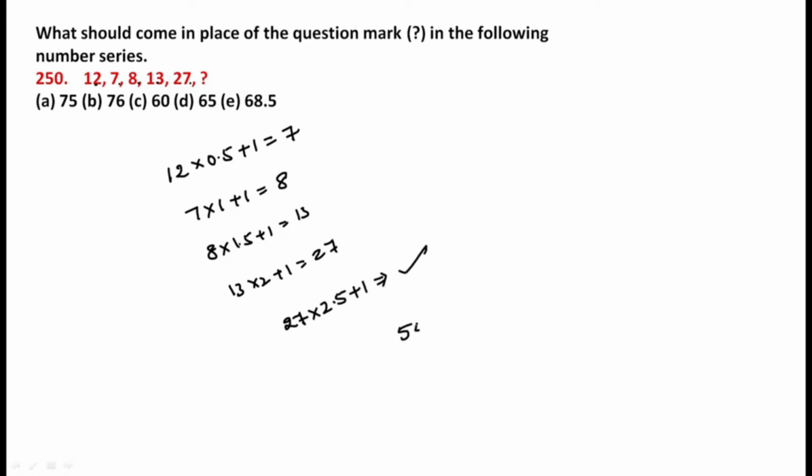So 27 twos are 54. Half of 27 is equal to 13.5. Now if you add these numbers, the result is 67.5, but you have to add plus 1. Now, as per calculation, the exact answer is 68.5.